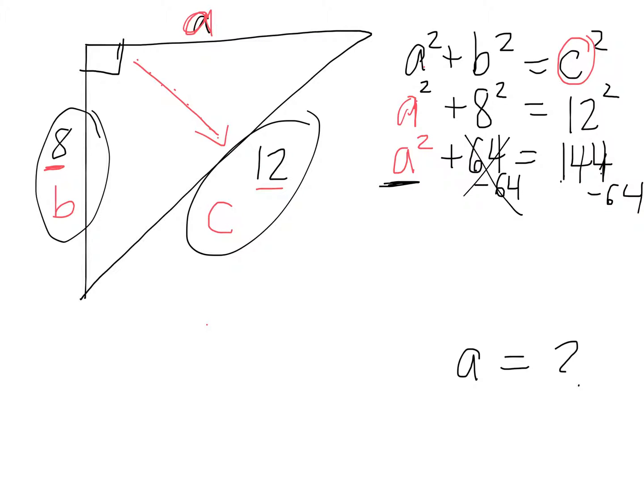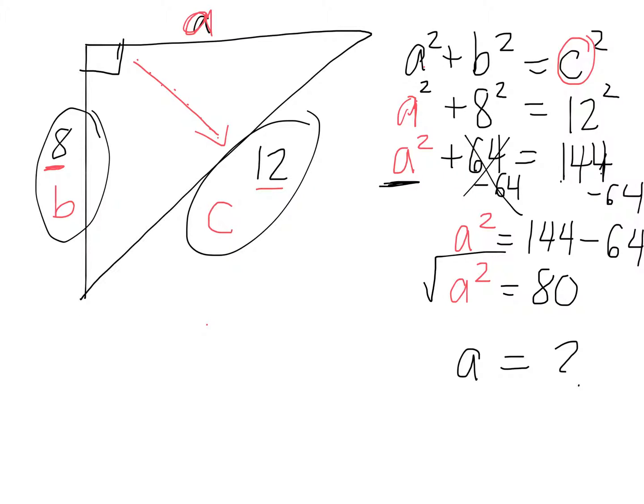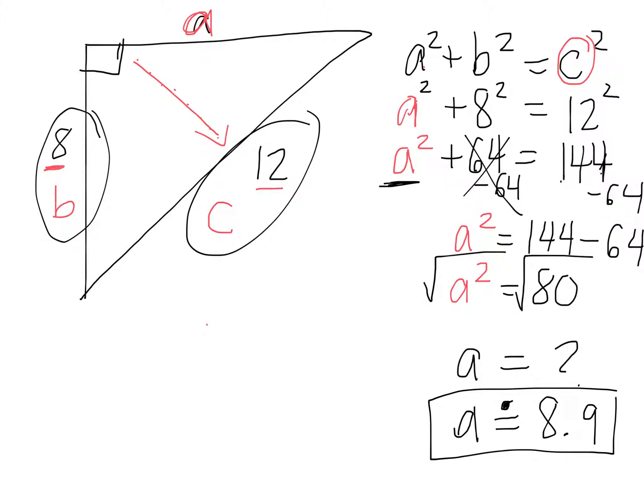Okay, so I'm left with A squared equals 144, take away 64. So we're going to simplify it. 144 take away 64 is 80. So A squared equals 80. How do I find A, Chris? Square root. What's the square root of 80? It is approximately equal to, when we round it, we put this little dot on the equal sign. What was it, 8.9? Yeah. 8.9. And this side length is 8.9.